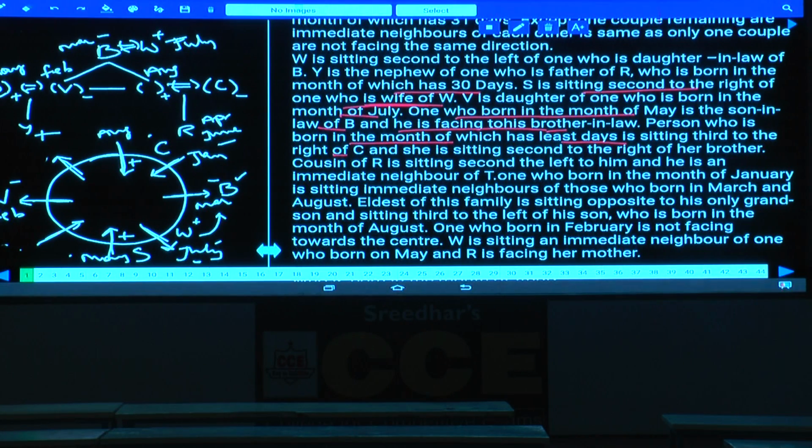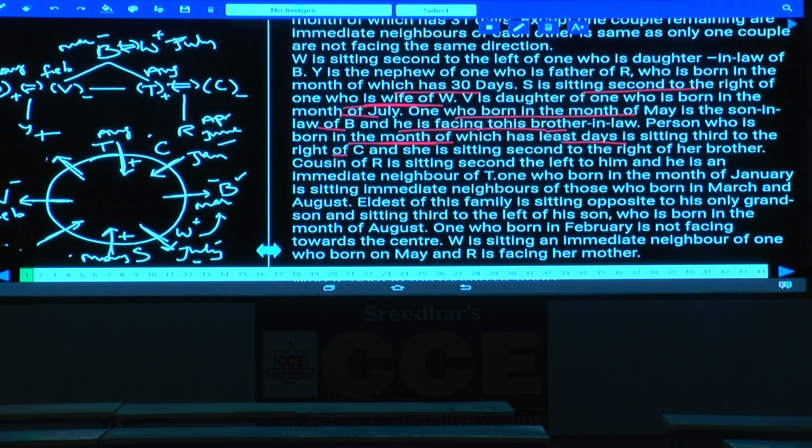Done. Now we have finalized this C as well. As C is finalized, then who is the person left over? T is the person left. Then who is this person T? T is the brother-in-law of S. As T is the brother-in-law of S, T and brother-in-law are opposite to each other. Is that right? T and brother-in-law are opposite to each other.